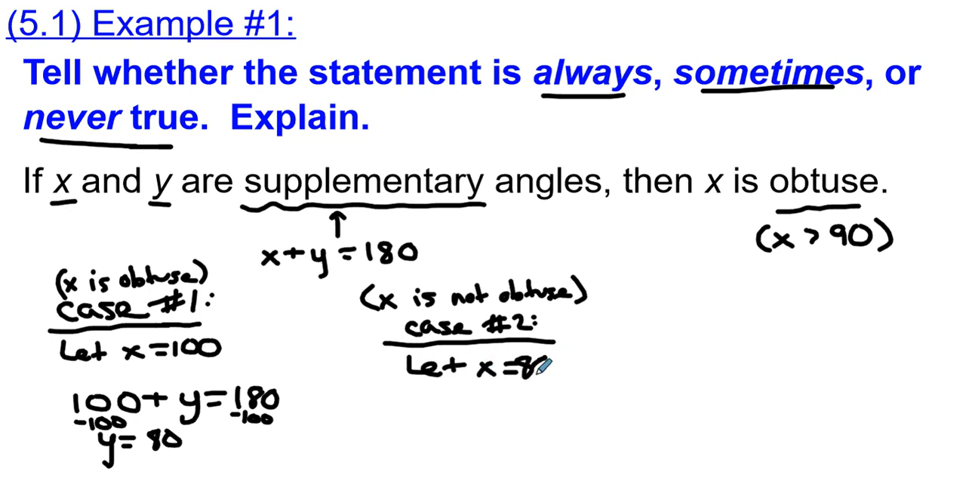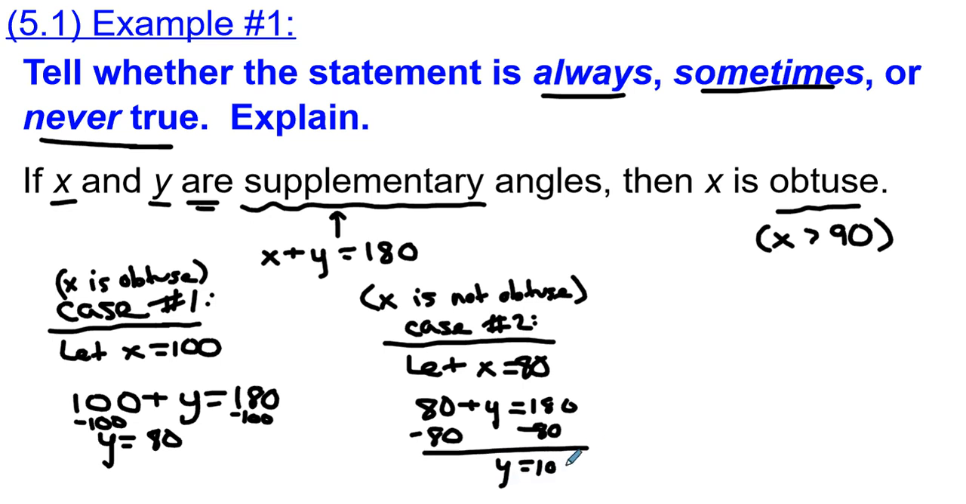If that's the case, well, 80 plus y still has to equal 180 because it says that x and y are supplementary. We're stuck with that. They can't be anything other than supplementary because it says they are supplementary. So subtract off the 80, and you get that y is 100. Well, yeah, that's still possible. You could have an angle that's 100 degrees where x is 80 degrees, and they are supplementary.